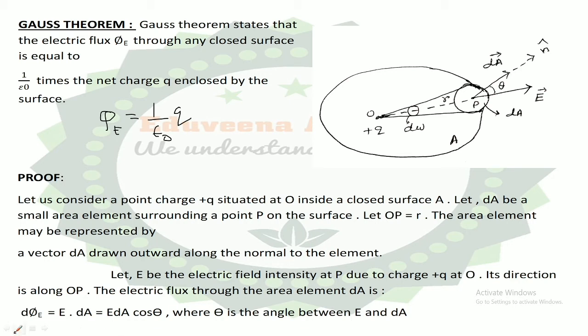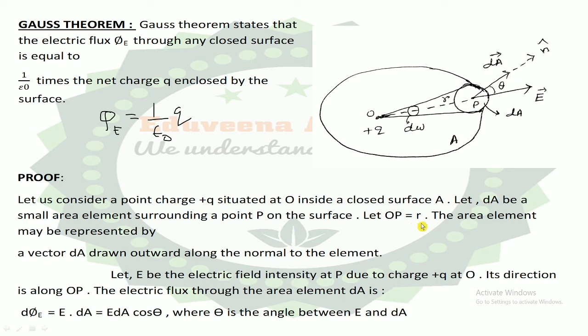So how to prove this? Let us see. Proof. Let us consider a point charge plus Q situated at O. So we consider this geometry. So plus Q point charge is situated at this O, inside a closed surface A. This is a closed surface A. Let dA be a small area element surrounding a point P on the surface. So this has a small area element dA on the surface surrounding a point P.